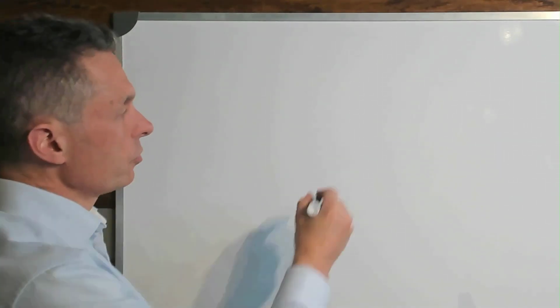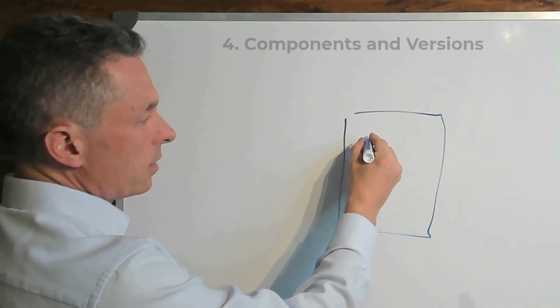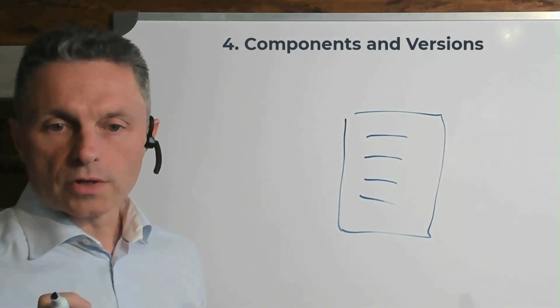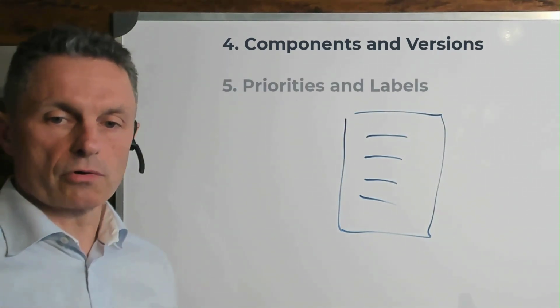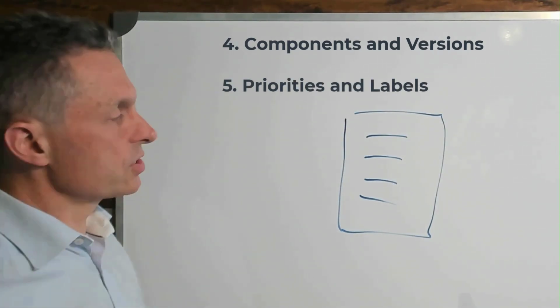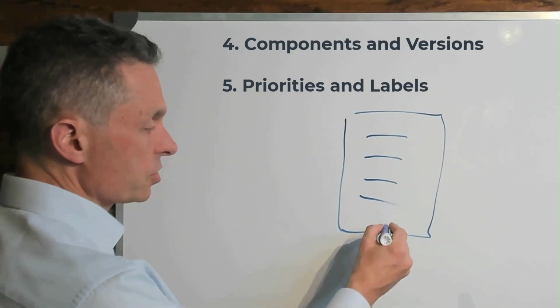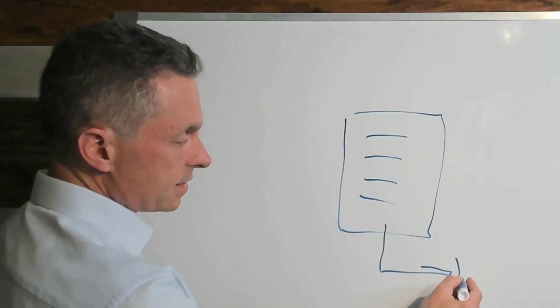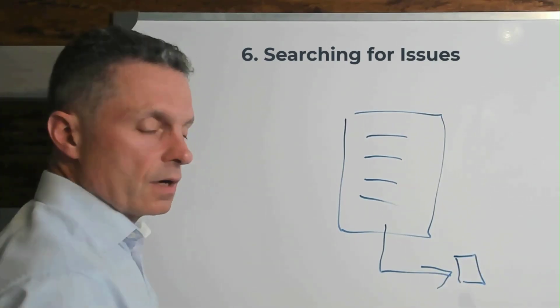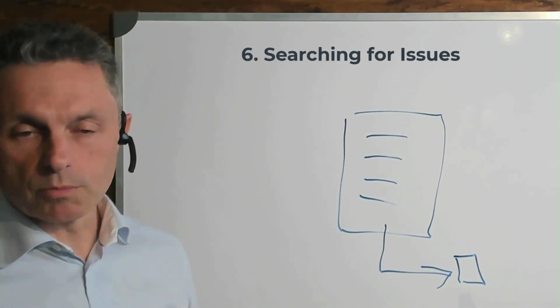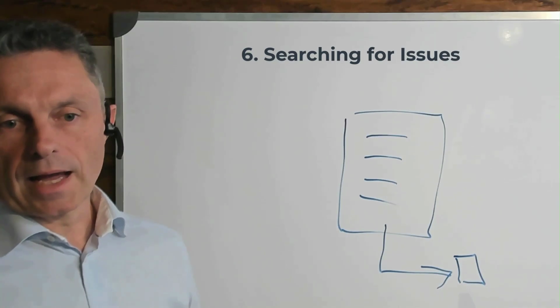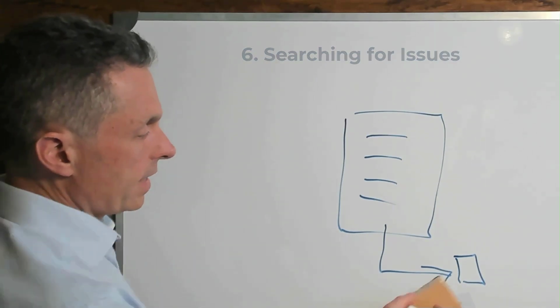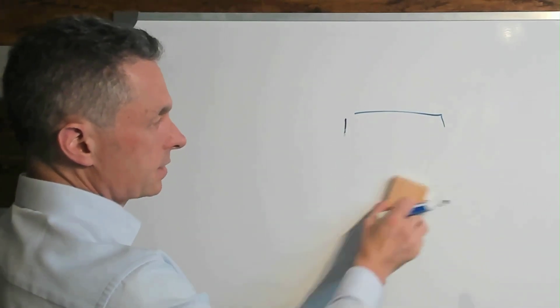We'll drill into issues in even more detail and look at things like components, versions, priorities and labels, which are just ways to categorize and group your issues so that you can pull out data in your projects to create reports, dashboards, and agile boards for tracking and monitoring the work that you're undertaking.